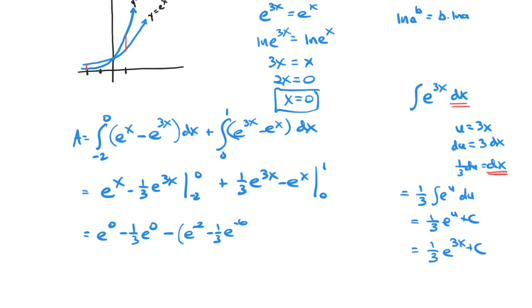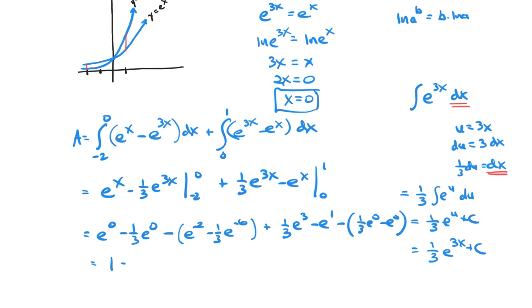Okay. And then we've got plus. Now I'm over here. I'm going to plug in 1 into here. So you get 1/3 e cubed minus e to the 1 minus, and I plug in a 0 here and here. And we will get 1/3 e to the 0 minus e to the 0. All right, now as we know, anything raised to the 0 power is just 1. So we can clean this up a little bit.